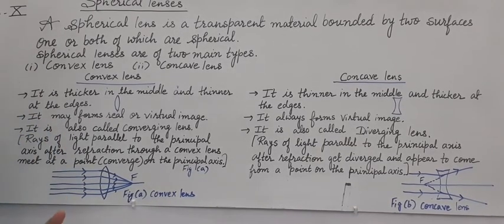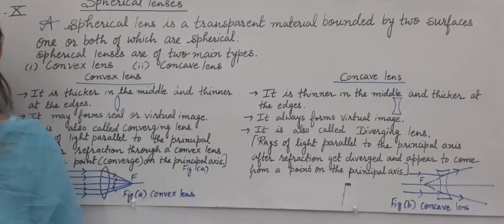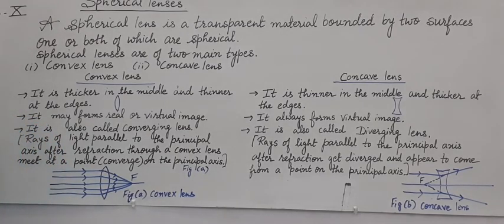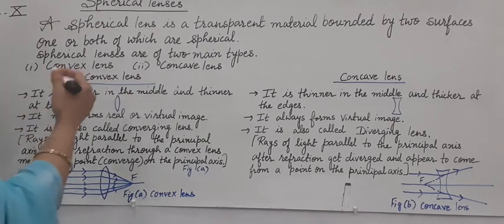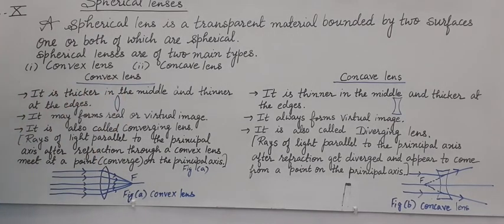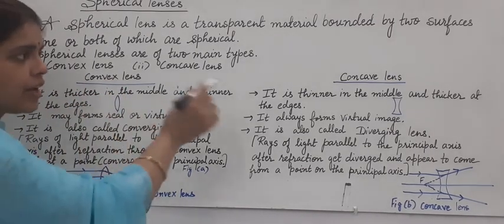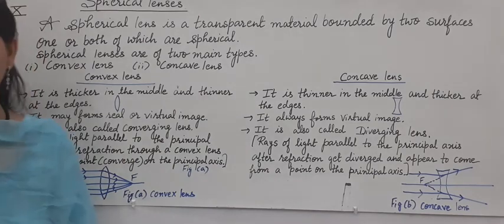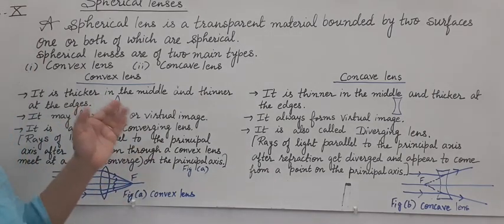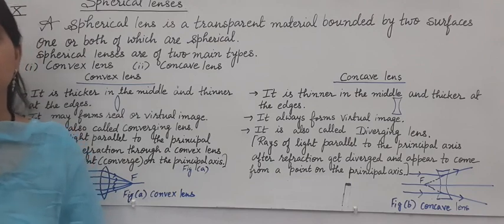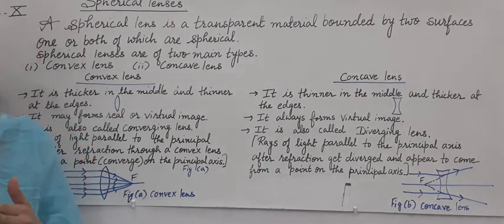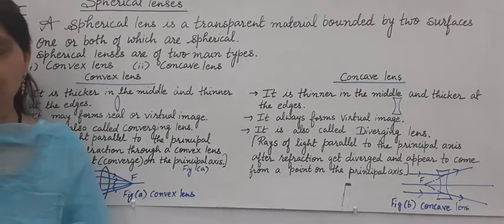Concave and convex lenses are generally used in spectacles to correct the defect of vision. Convex lens is used in spectacles to correct hypermetropia, and concave lens is used to correct myopia. These two lenses are also used in various devices such as telescopes, binoculars, etc.